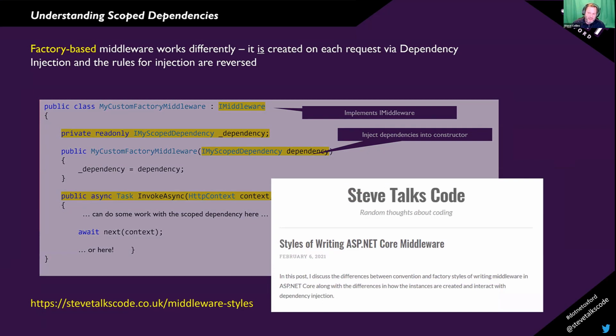If you're interested in finding out a bit more about conventional versus factory-based middleware and how they work with DI, I wrote a blog post a couple of weeks ago where I go into a lot more detail comparing the two different ways of writing them and how they work with the underlying use method on the application builder. And that's the thing that actually does the real work of building the pipeline.